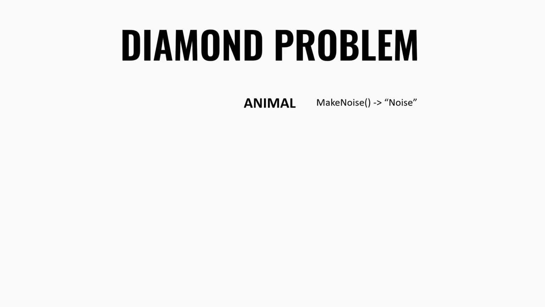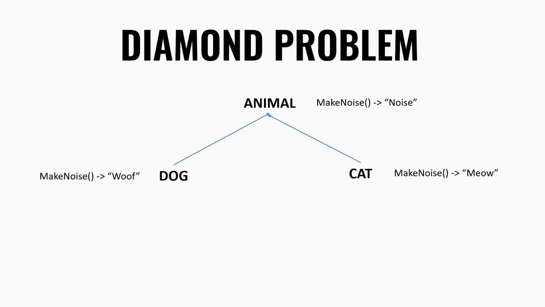As per the problem statement, imagine you have a class named animal, which has a method named makeNoise, which simply returns noise. Now we create two classes named dog and cat, which inherit from the animal class, and override the method makeNoise. The dog class makes it return woof, whereas the cat class makes it return meow. Now let's create another class named dat, which can be thought of as a hybrid of dog and cat, and inherits from both dog and cat class.